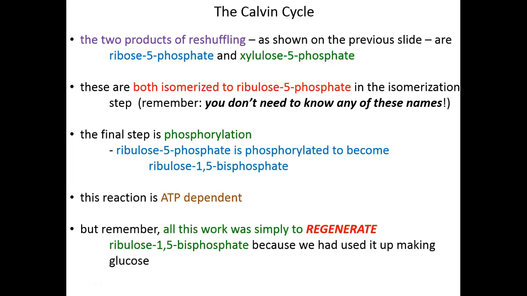Now everything we just discussed, that is preparation, reshuffling, isomerization, and phosphorylation, all of that was simply to regenerate the 6 ribulose 1,5-bisphosphates that we started with when we absorbed 6 carbon dioxides at the very beginning of the Calvin cycle. It was the glucose arm, that very quick glucose detour, where we took 2 3-PGs and used them to generate a single molecule of glucose. That's what the Calvin cycle is all about.